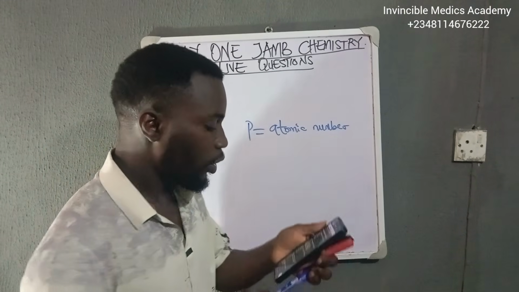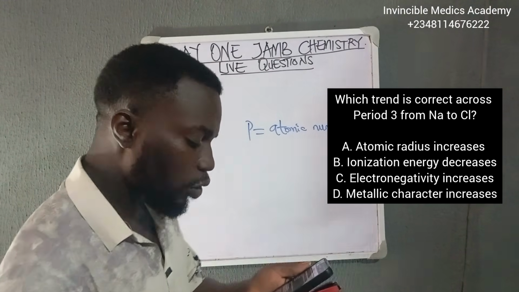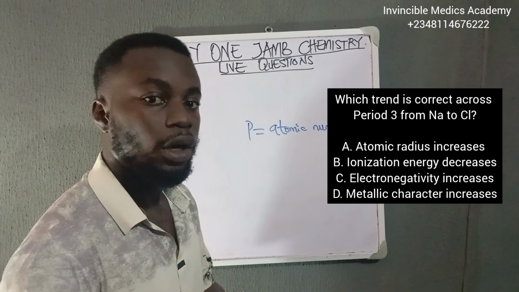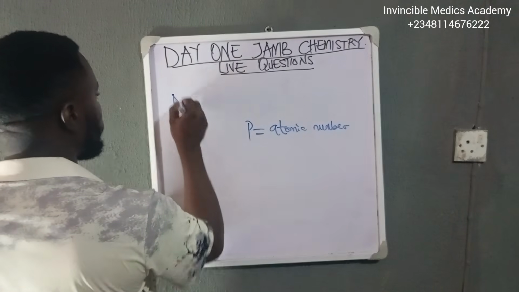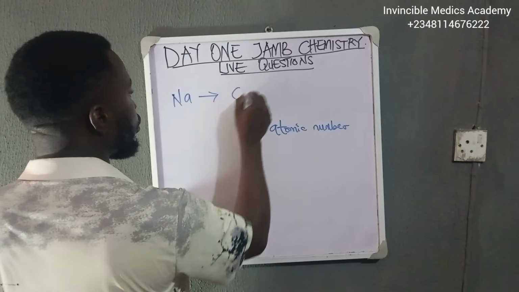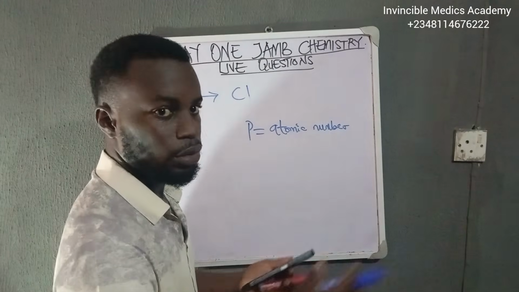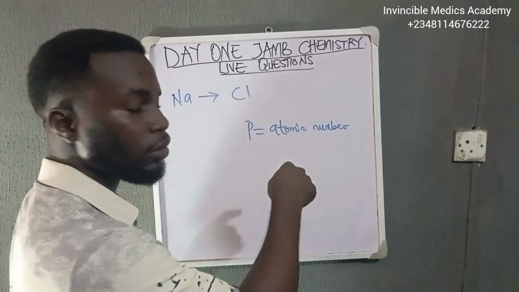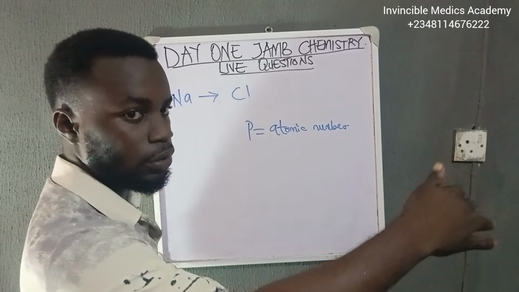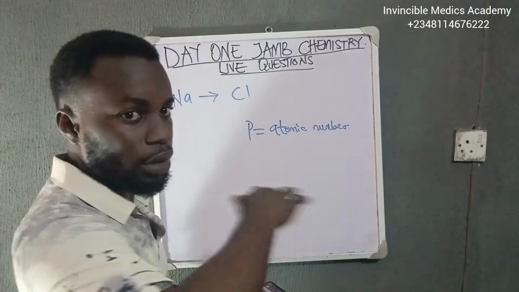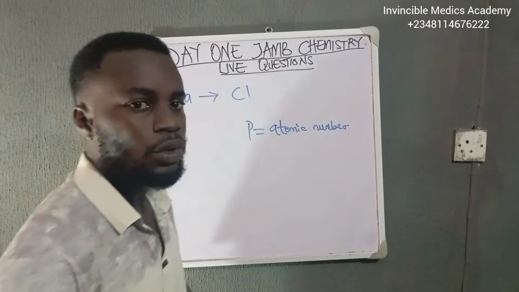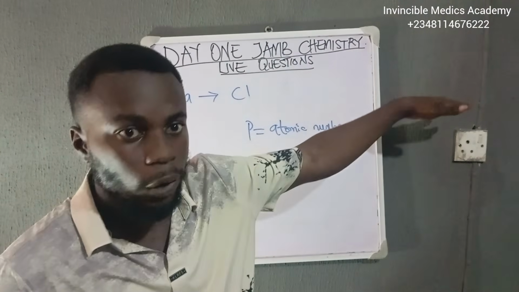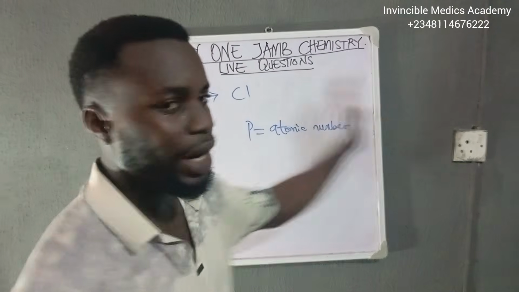Alright. Question 2. Which trend is correct across period 3 from sodium to chlorine? Now when you draw the periodic table, in period 3, what do you have? You have sodium, magnesium, aluminium, silicon, and so on and so forth. Alright, so that's period 3. Do you understand? So what happens as you move from left to the right, that is from sodium to chlorine? You are moving from left to the right of the periodic table.